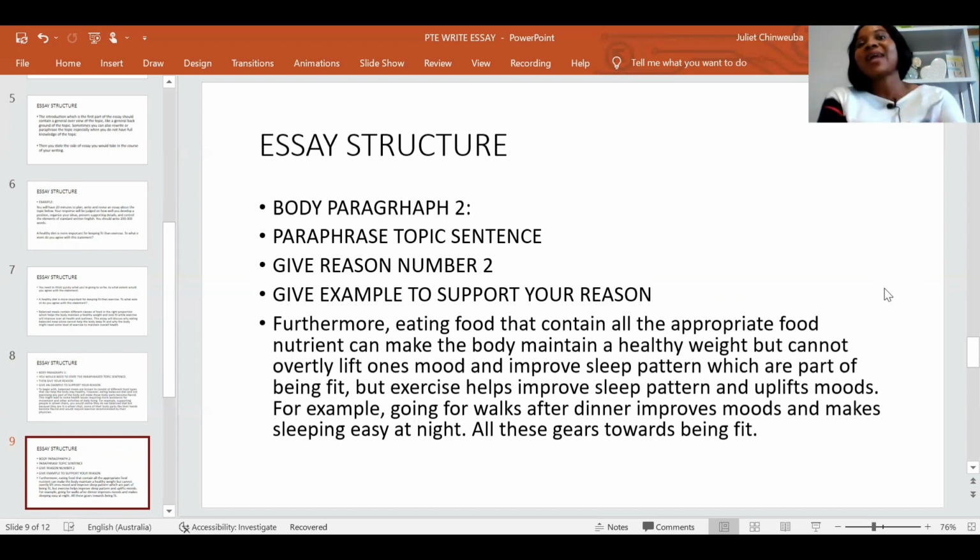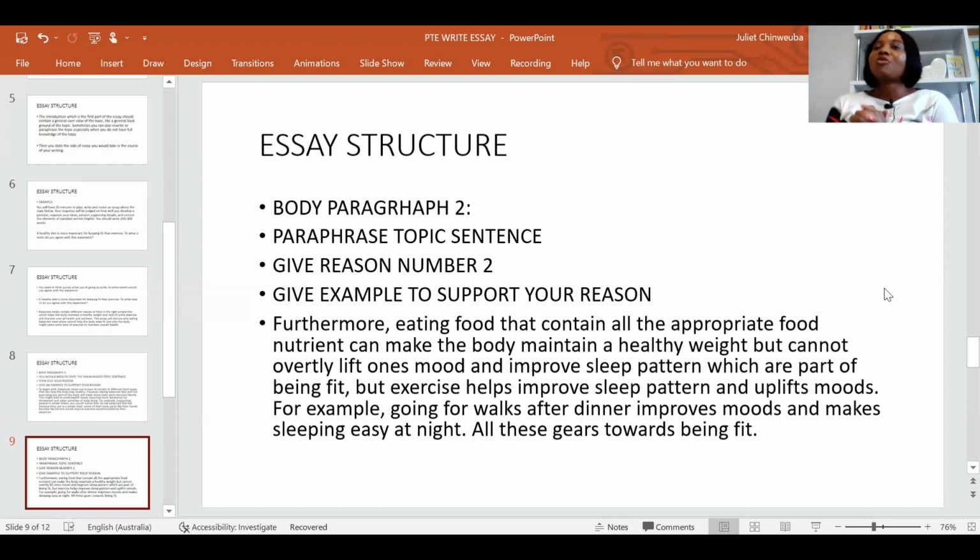So furthermore, now look at how I'm starting. The first one I said was to begin with, and I said you can use words like to commence with or firstly. Speakers of English say firstly is outdated now. So you can use words like furthermore, or in addition, just for this second part, the body paragraph too. You can see I wrote these in capital letters because I want you to understand what is expected of you in this paragraph. So paragraph, topic sentence, then give reason number 2. That's paraphrase the topic sentence, sorry.